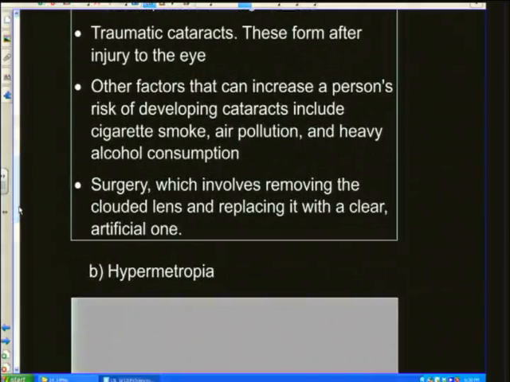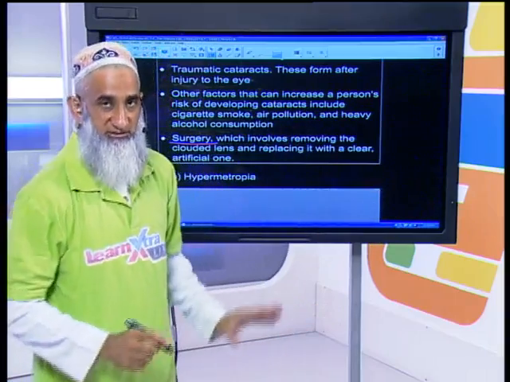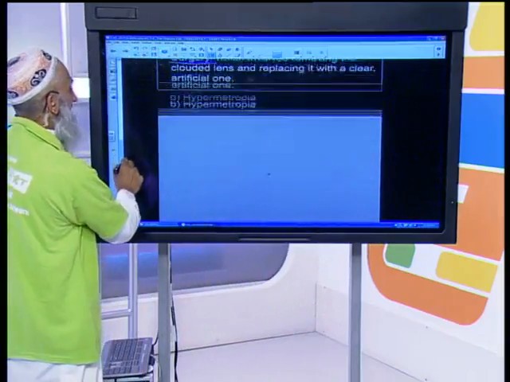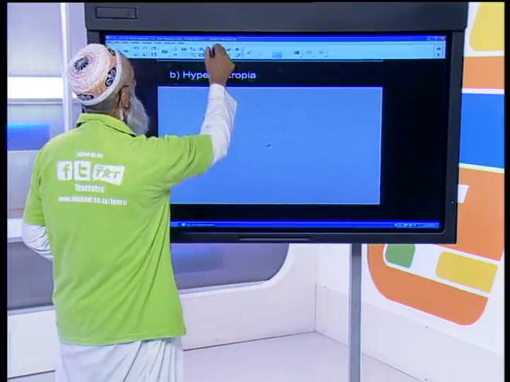How can we fix it? Surgery. You only need to know what a cataract is, what the cause is, and how we can treat it. That's all you need to know. Remember it.